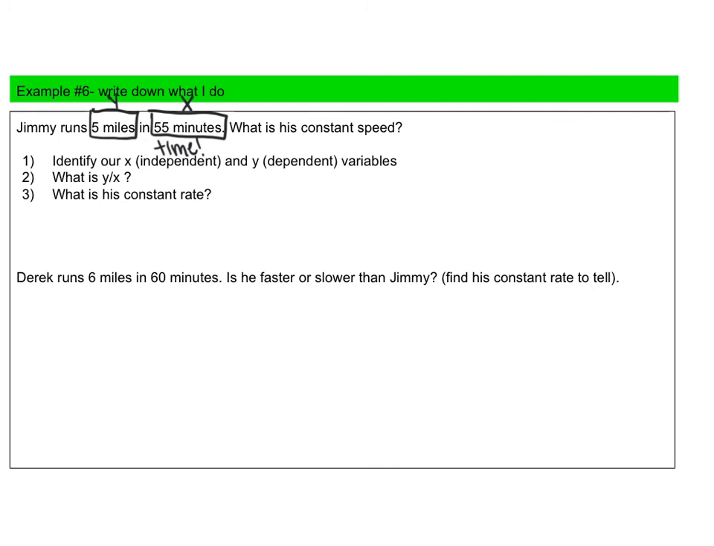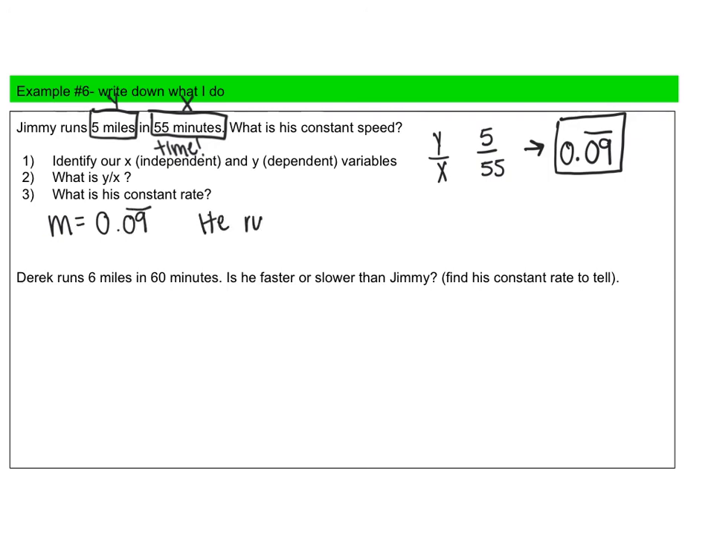Now for step 2, I'm going to do y divided by x. So y over x for my constant rate is going to be 5 over 55. And I'm going to actually just turn this into a decimal to find my constant rate. So 5 divided by 55, same as 5 over 55, and I get 0.09 repeating. So this is my constant rate. Well, what does that mean? That means in 1 minute, he runs 0.09 miles. So my constant rate, or my m, is 0.09 repeating. And what does this mean? He runs 0.09 miles per minute.